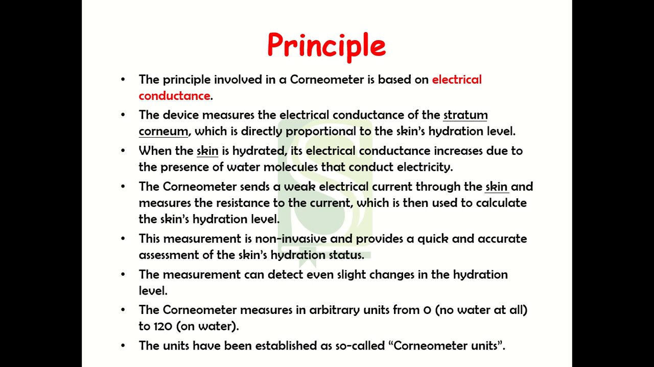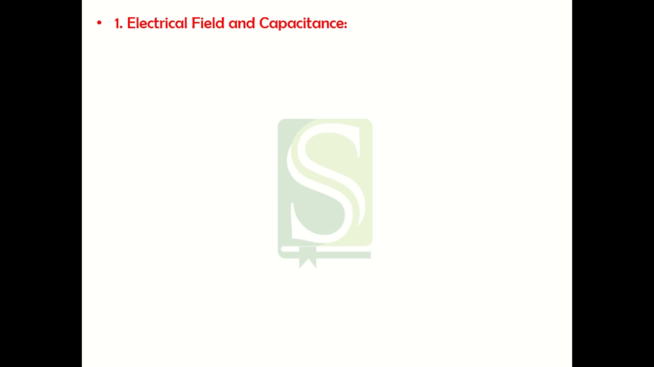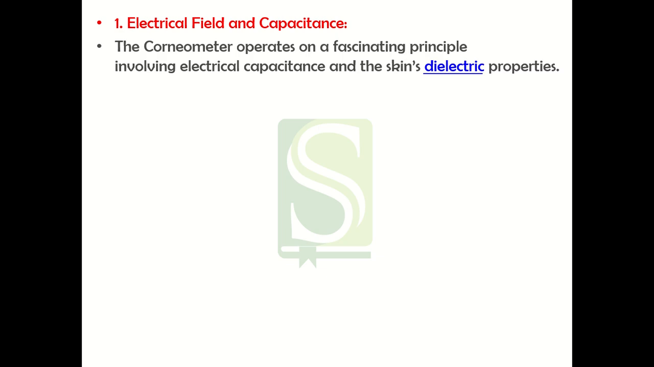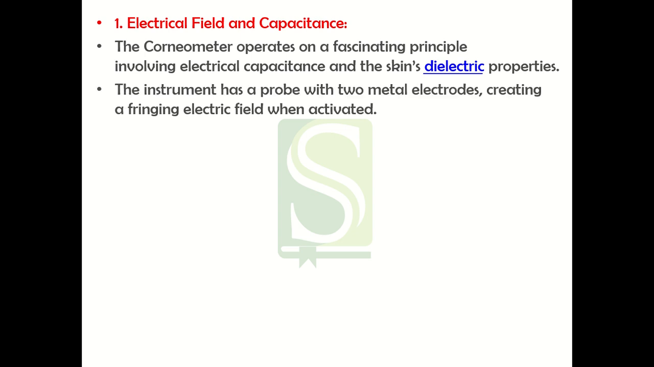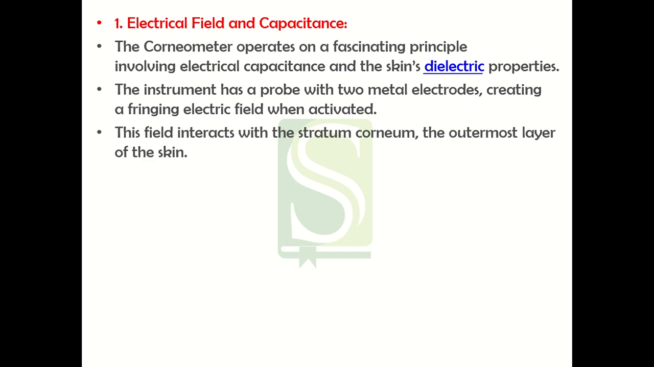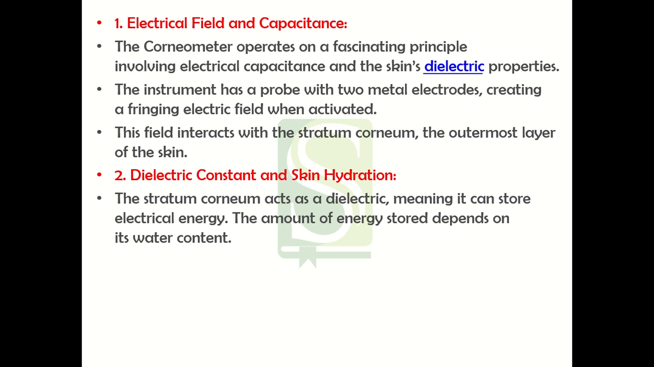Now let us see how it works. First, an electrical field is created and capacitance is measured. The corneometer operates on the principle of electrical capacitance and the skin's dielectric properties. The instrument has a probe with two metal electrodes, which create a fringing electrical field when it is activated. This field interacts with the stratum corneum, which is the outermost layer of your skin.